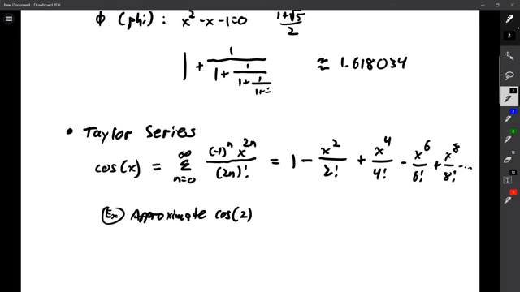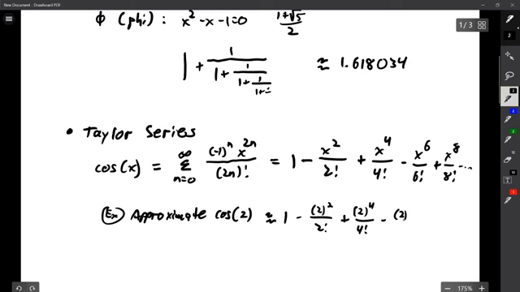All right. Well, we can approximate that. Cosine of 2 is going to be approximately 1 minus 2 squared over 2 factorial, plus 2 to the 4th over 4 factorial, minus 2 to the 6th over 6 factorial, plus, let's go one more, 2 to the 8th over 8 factorial. And we can see what that is.